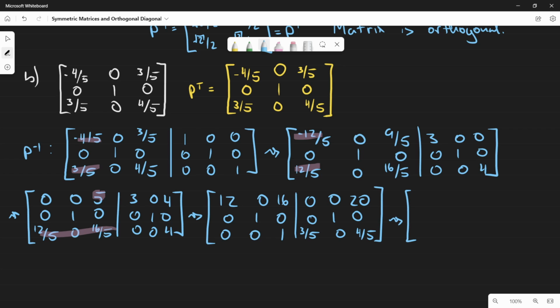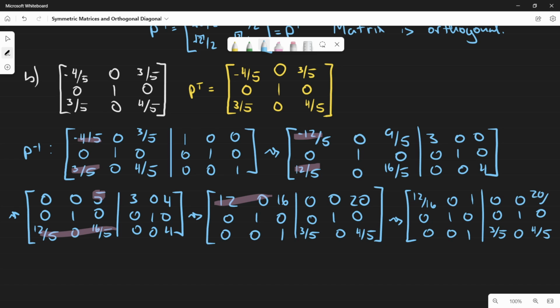So now what do we do? Well, we gotta get rid of the 12 and the 16. So what we're gonna do is now we're gonna divide the first row by 16. And this will leave us with 12 over 16, 0, 1, 0, 1, 0, 0, 0, 1. This would be 0 and 3 fifths. The entirety of the second row will remain unchanged. And then this will be 20 over 16.